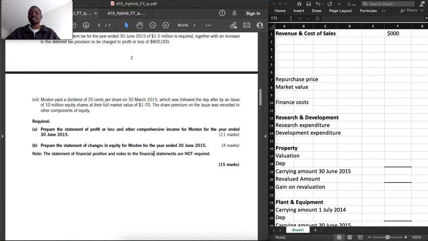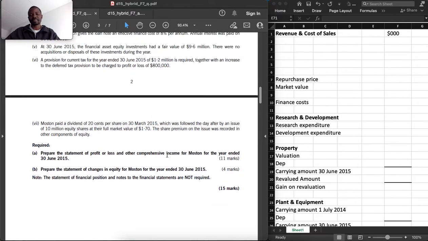Required: A. Prepare the statement of profit or loss and other comprehensive income for the year ended 30 June 2015, 11 marks. B. Prepare the statement of changes in equity for Moston for the year ended 30 June 2015, 4 marks. Note, the statement of financial position and notes to the statements are not required, 15 marks.